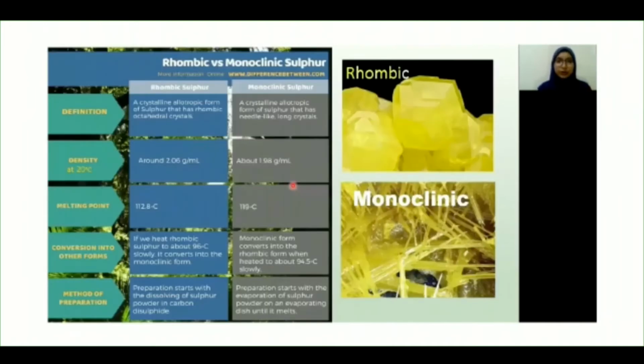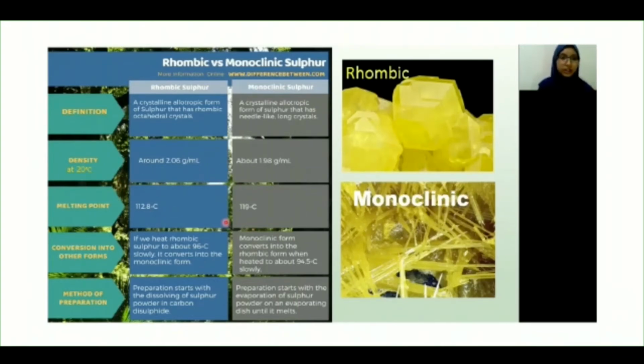Next, we go through rhombic and monoclinic. Rhombic sulfur is a crystalline allotropic form of sulfur that has rhombic octahedral crystals. Monoclinic sulfur is a crystalline allotropic form of sulfur that has needle-like, long crystals. You can also observe the density at 20 degrees and the melting point of both of them.